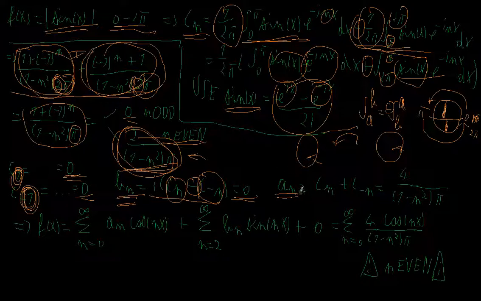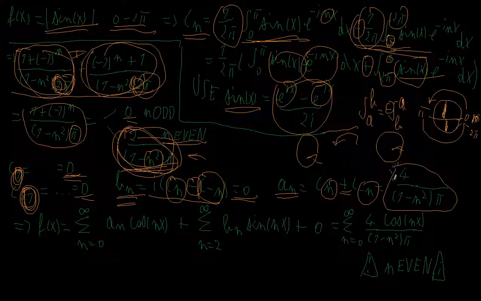Okay, and for a sub n, we add both terms, so it doesn't change anything. So we add both, and because we have n squared, whether n is positive or negative doesn't change anything, and so we are left with 2 times the thing here, so 4 over 1 minus n squared times pi, instead of 2 over 1 minus n squared times pi. Okay, we have doubled the amount.